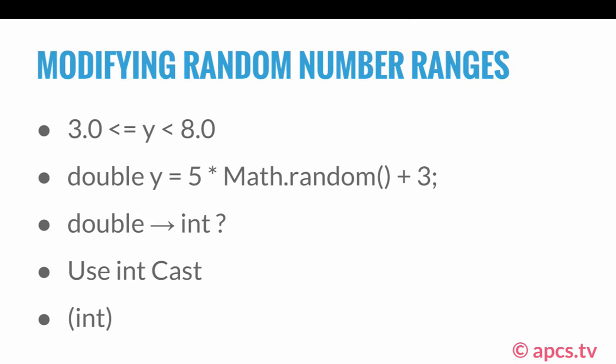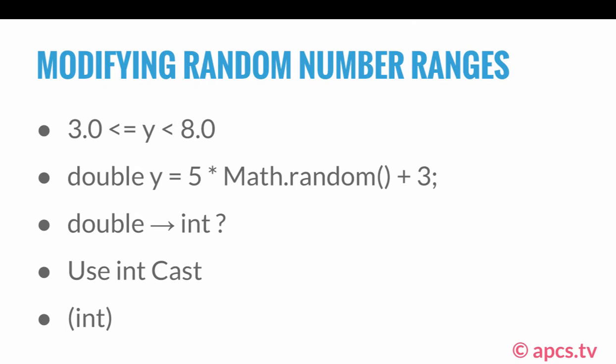Now when we want to make it 3 to 8, we'll simply add on 3. And by adding on 3, 3 is added on to the minimum and 3 is added on to the maximum. So 0 plus 3 is equal to 3 and 5 plus 3 is equal to 8. And then we get 3 to 8.